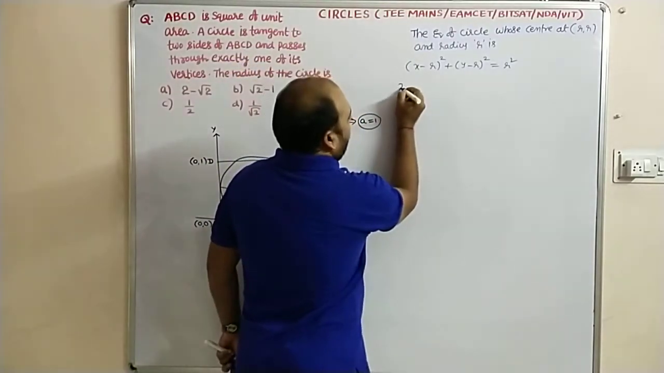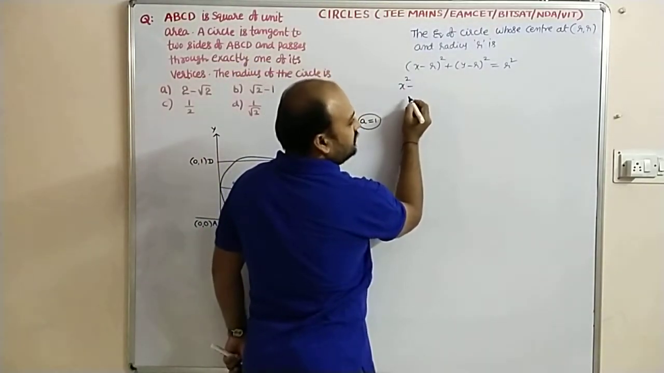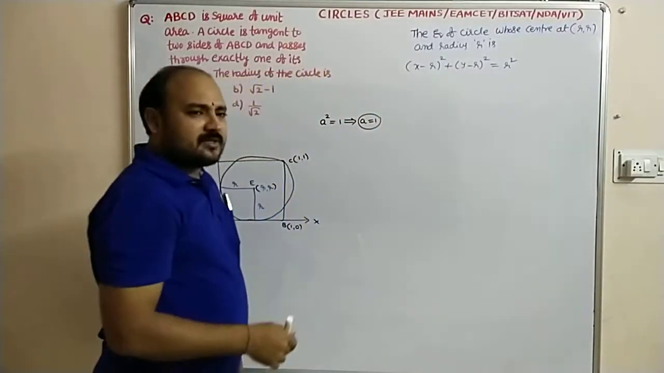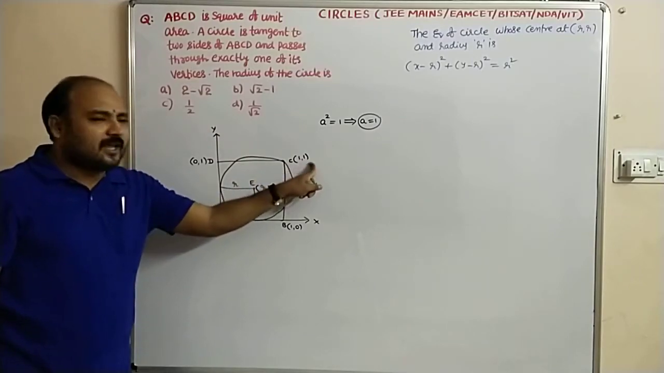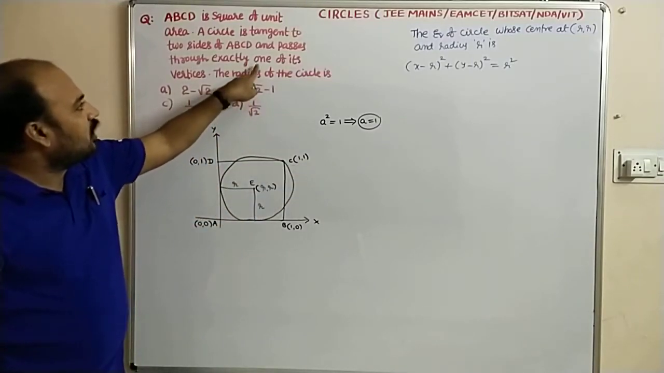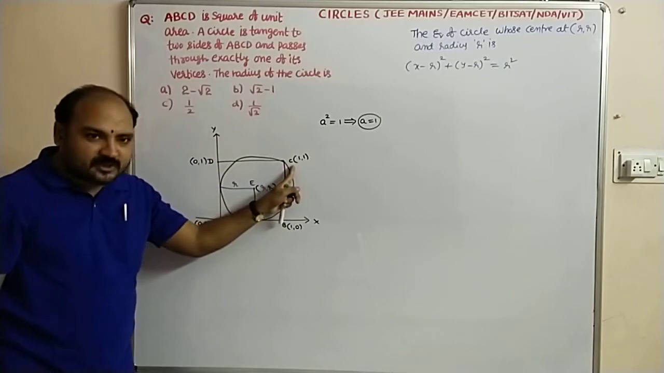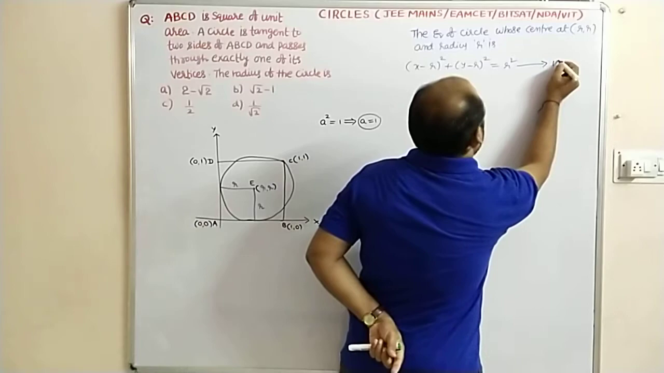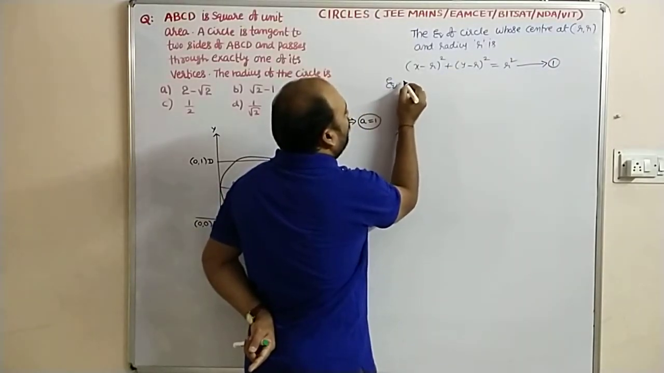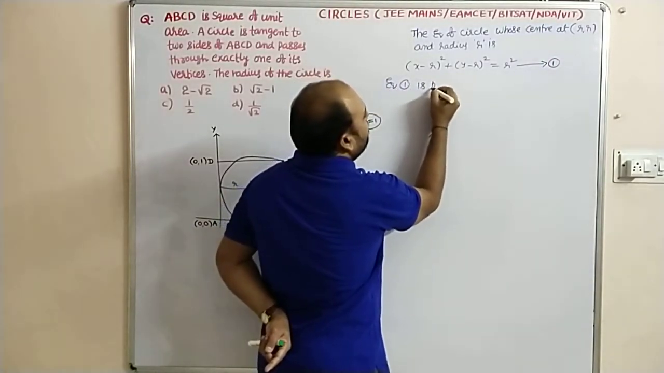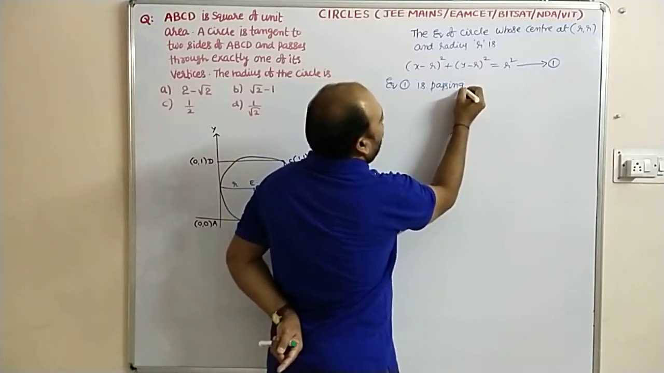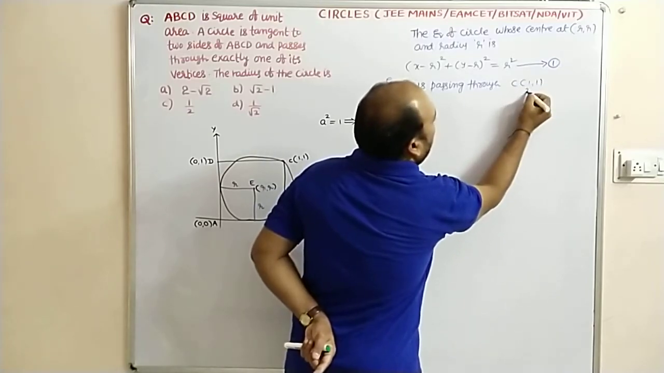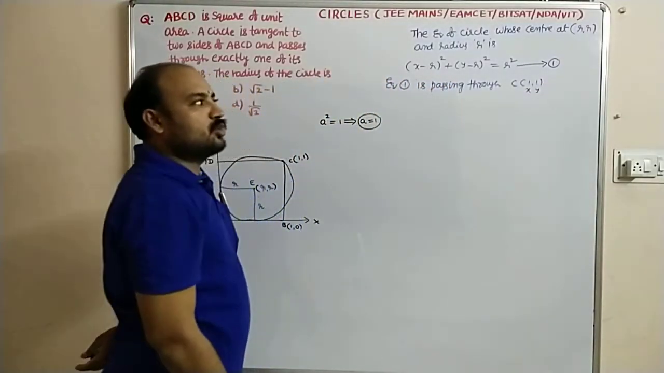Now, expand x square minus... no need to expand here. Why? Because this circle is passing through exactly one of its vertices. Which vertex is it passing through? It is passing through (1, 1). So this equation 1 is passing through C of (1, 1). In place of x, y, substitute 1, 1.